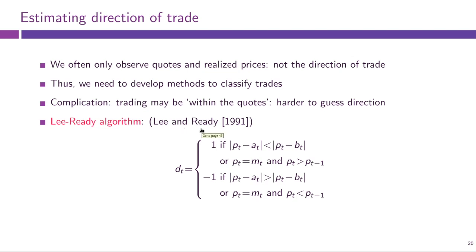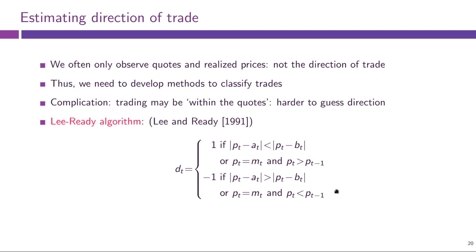And that's what Lee and Ready decided to fix in their 1991 paper, in which they proposed a very simple but effective algorithm. This algorithm says, well, if the realized trade price is closer to the ask price that was offered in the market at that time, then you say that it was a buyer-initiated trade. While if the realized price is closer to the bid quote, then it is a seller-initiated trade. In the unlikely case when the price is exactly at the mid-quote, you can look at the direction of prices. So if the price went up compared to the previous transaction, then you say it was a buyer-initiated trade, and vice versa, if the price went down, then it was a seller-initiated trade. A very simple and straightforward algorithm.